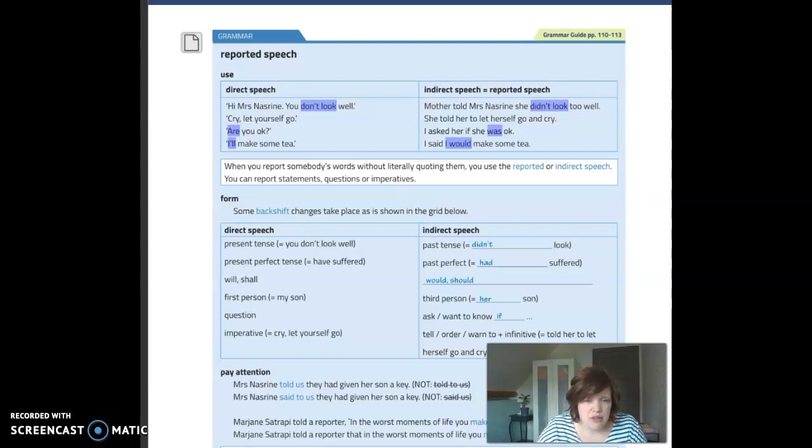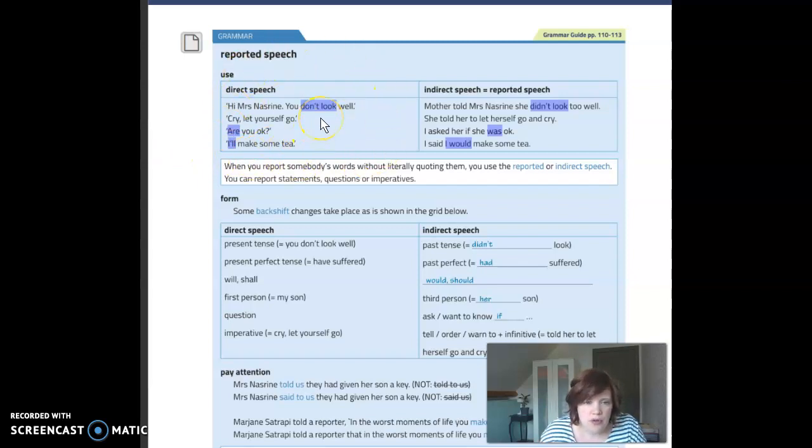Okay, let's have a look at the blue grid. First of all, some examples. When we report somebody's words, without literally repeating them, we use what is called reported or indirect speech. You can of course report statements, which are positive sentences, but also questions or imperatives. Let's have a look at some of the examples here.